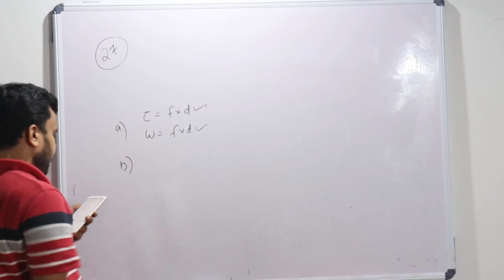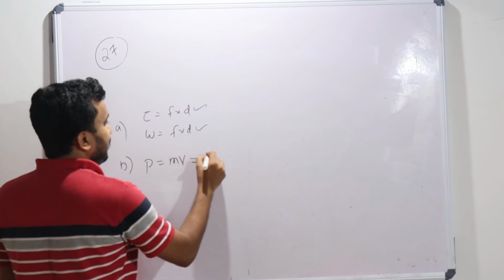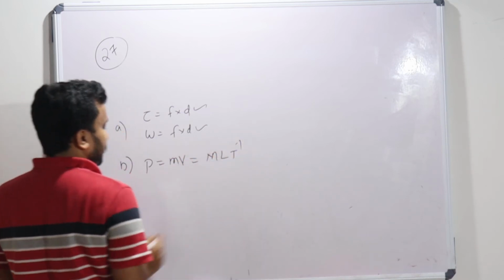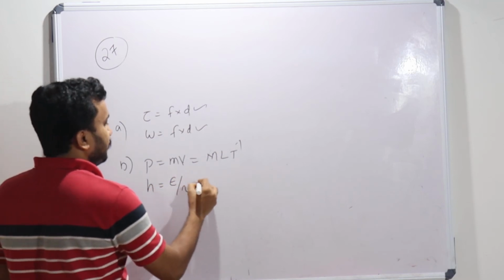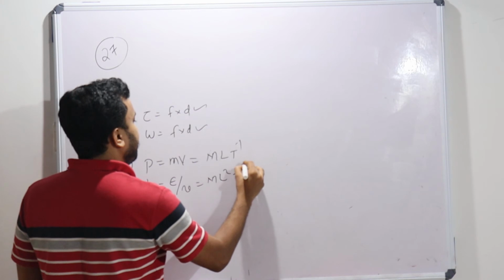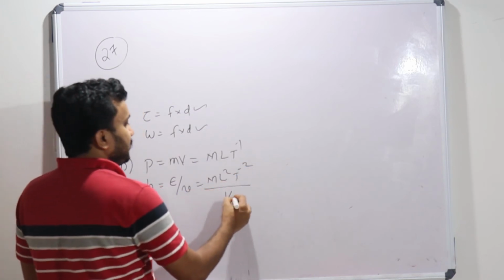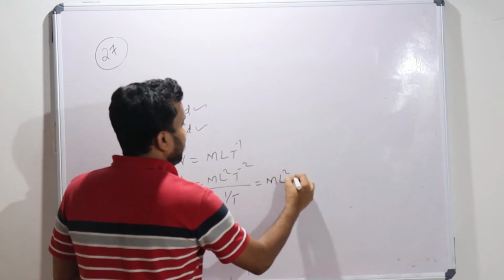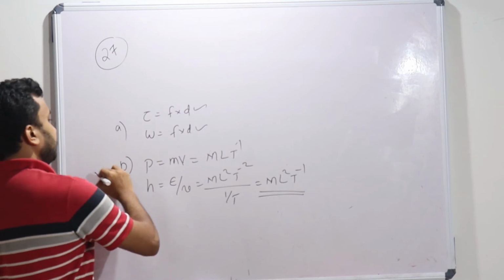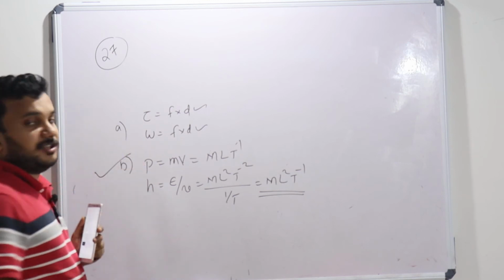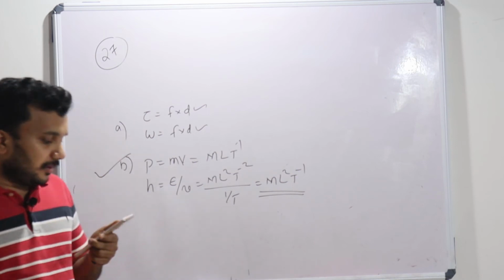Option B is momentum and Planck's constant. Momentum P is equal to mass into velocity, so the dimension formula is MLT raised to minus 1. What's the dimension formula of Planck's constant? h is equal to energy divided by frequency. Energy is ML square T power minus 2. We already did this in the previous question, right? Frequency is 1 by T, so the formula is ML square T power minus 1. So the dimension formula of momentum and of h is different. The question is asking which is different, all others are the same.